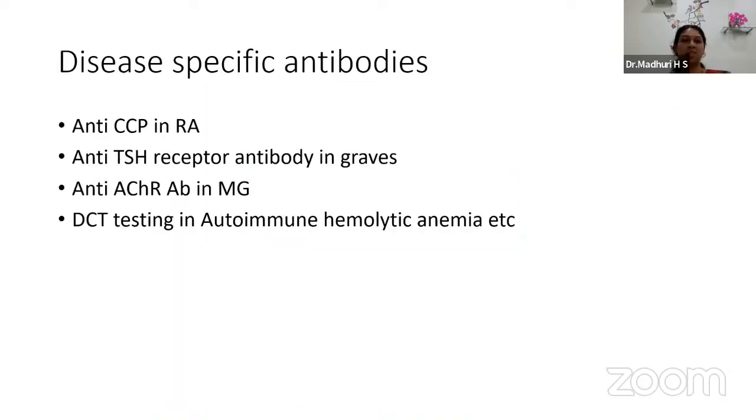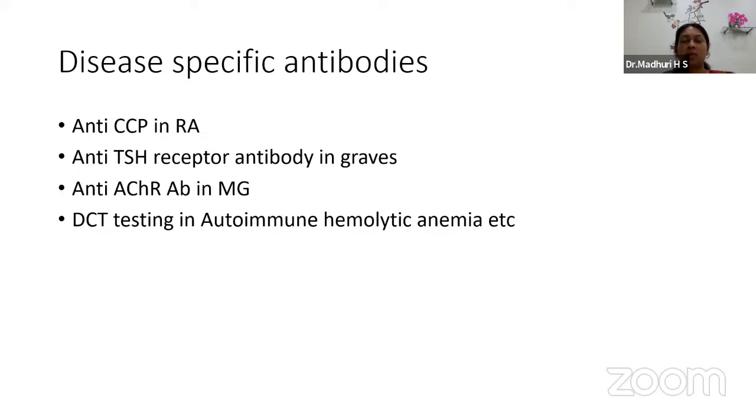Then other specific tests are for the disease specific antibodies. This is not there in all the autoimmune diseases. This will be there only in the B cell mediated diseases. So B cell is the one producing antibody. So if the mechanism has B cell involvement only, antibodies are going to be there.